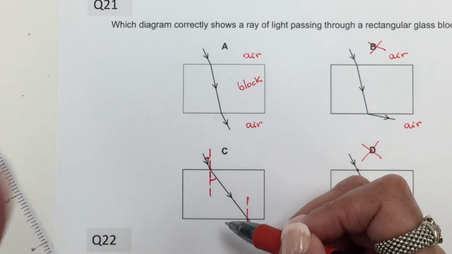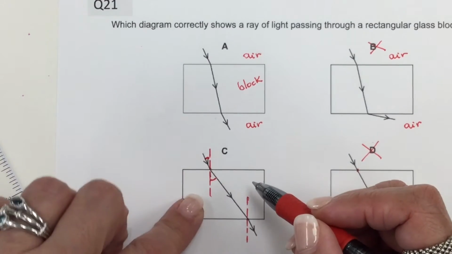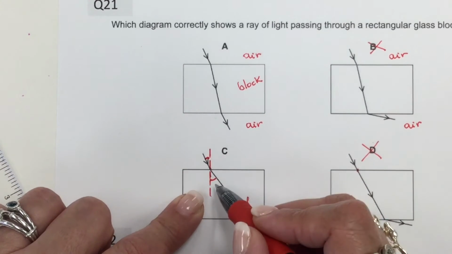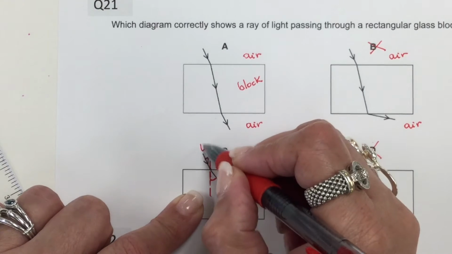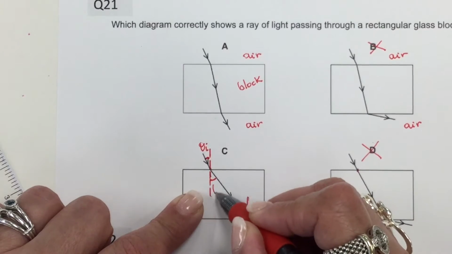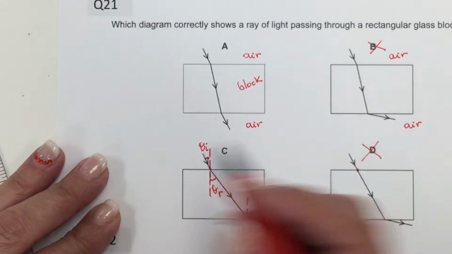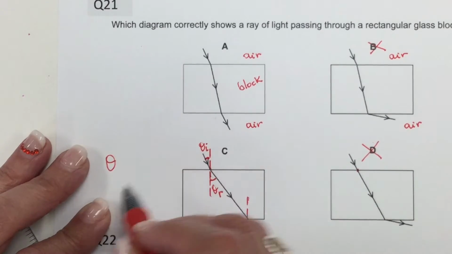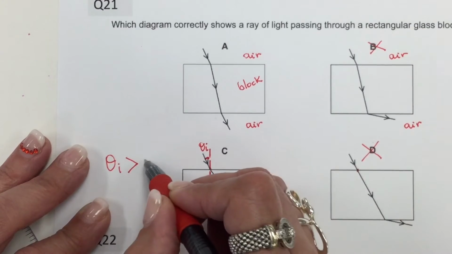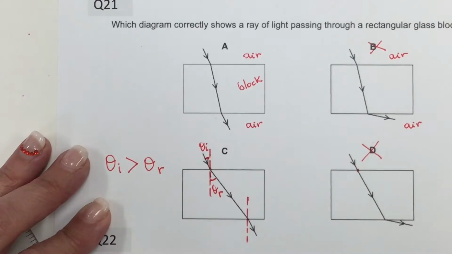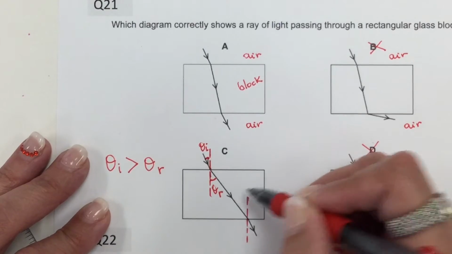Doesn't look right. Why? Because it's refracting to a more dense medium. So the angle here should be less than the incident angle. So let me call this incident, and this is refracted. So the correct is when the incident angle is greater than the refracted angle, because it's coming from a less dense medium to a more dense medium.